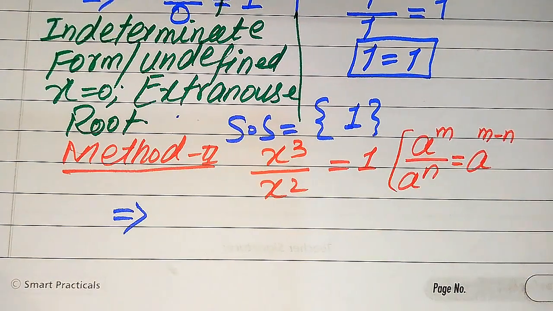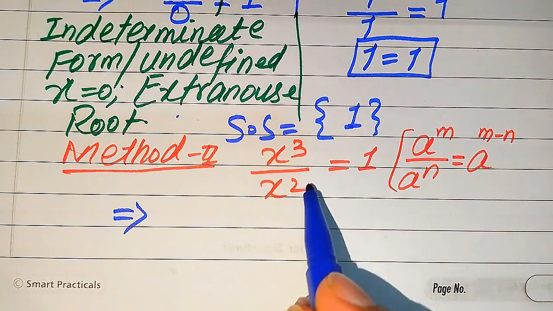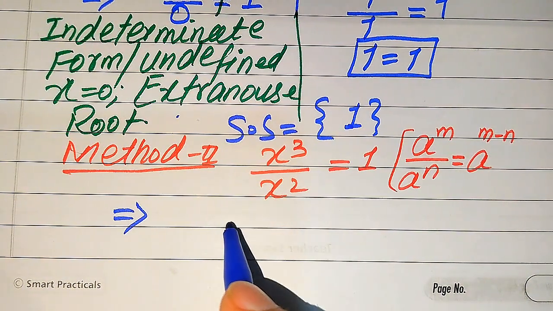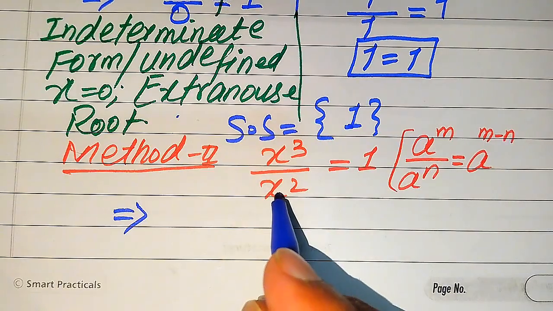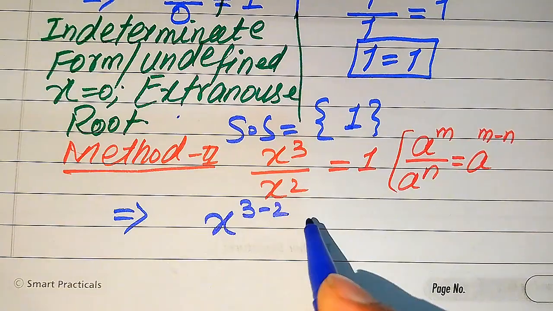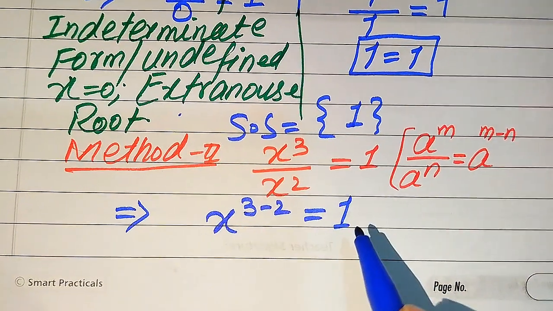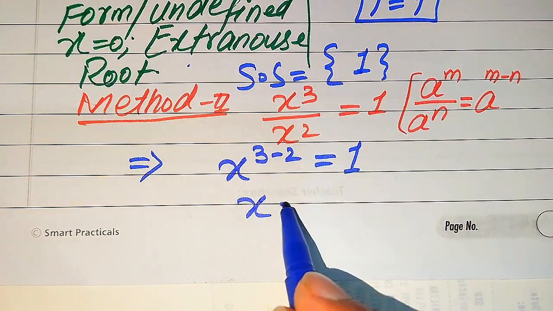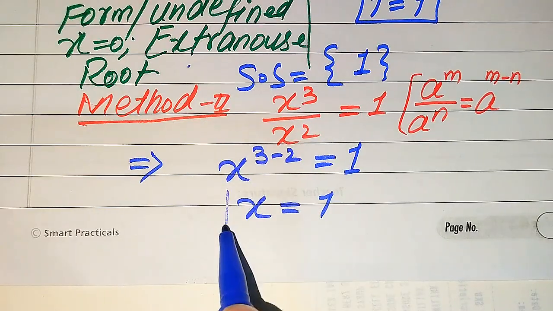So according to this rule, here we need to subtract the denominator exponent from the numerator exponent. It becomes x to the power of 3 minus 2 equals 1, and here we easily get the value of x equals 1.